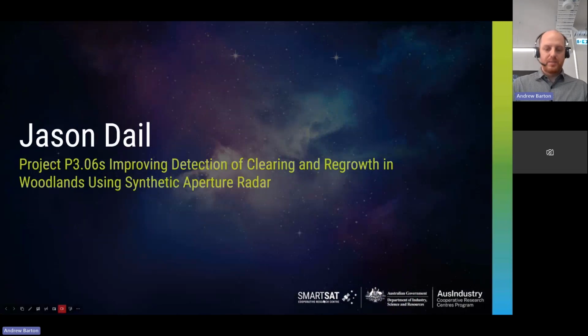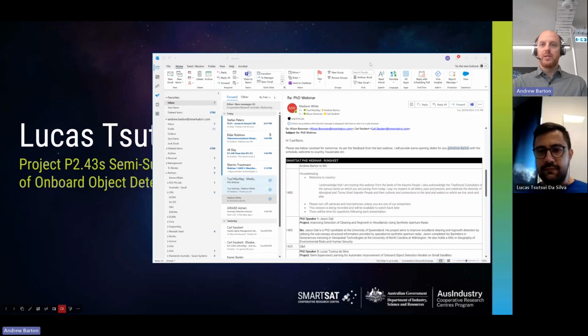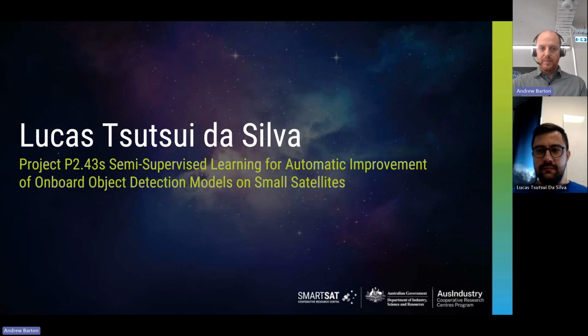So the next speaker will be Luis Tsutsui da Silva, and I'm just going to pull up his bio here in a moment. Now Luis is from the University of New South Wales in Sydney. His project is, as stated here, semi-supervised learning for automatic improvement of onboard object detection models on small satellites.